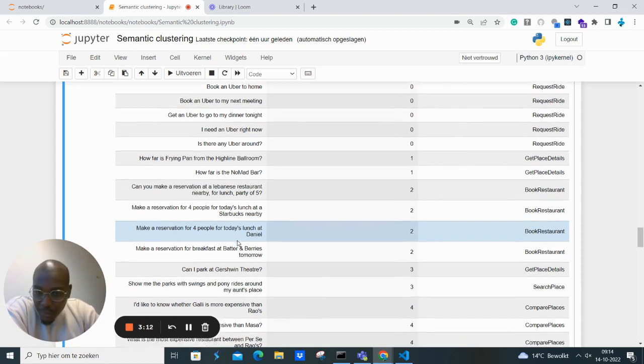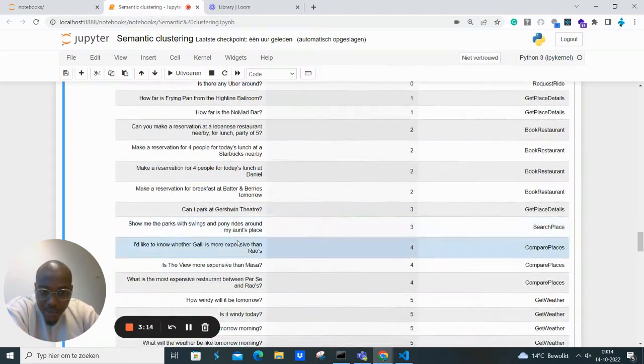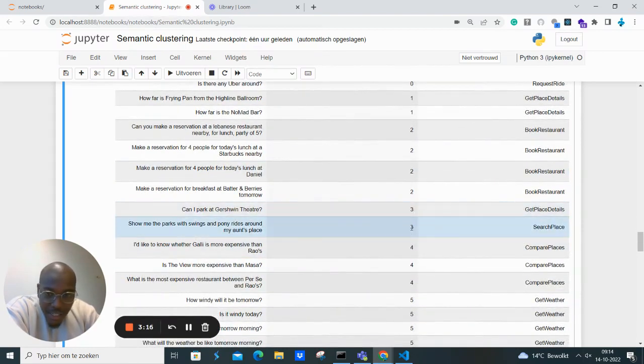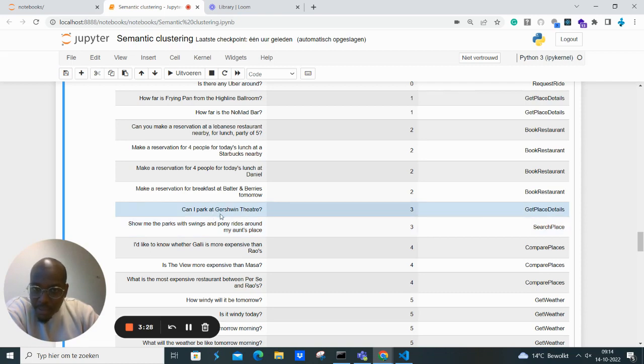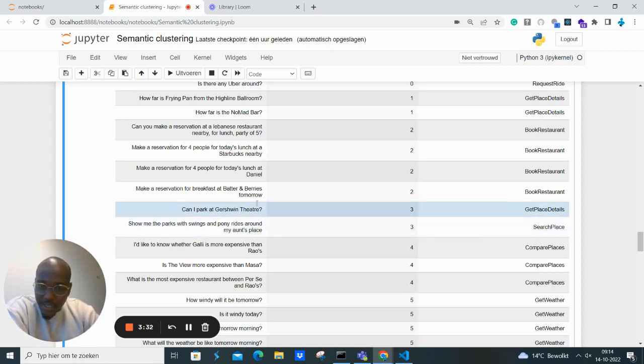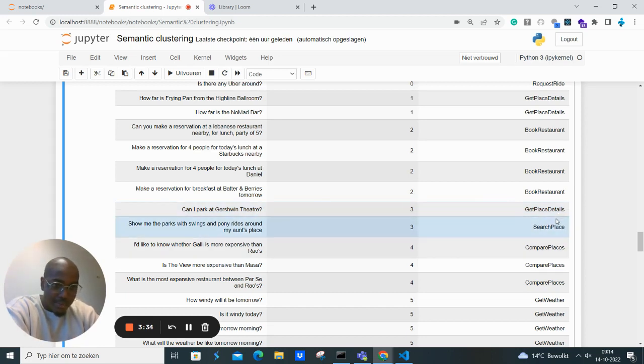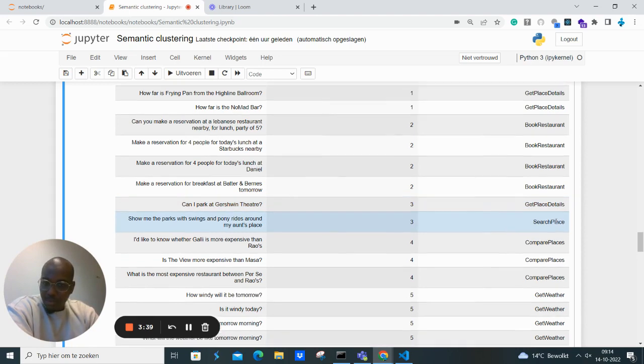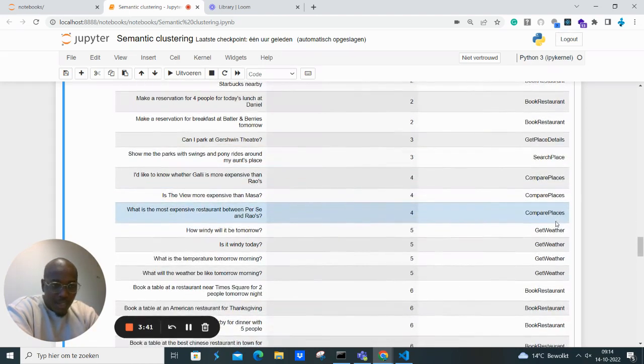And if we would scroll back down, then we can see here for cluster ID number 3, this sentence was labeled with search place. And if you look at the sentences, then we can see show me the parks with swings and pony rides around my aunt's place. Can I park at Garswing Theater? Okay, then we can see that indeed in this part the model didn't do a really good job in making clusters. So let's move on to cluster ID number 4.